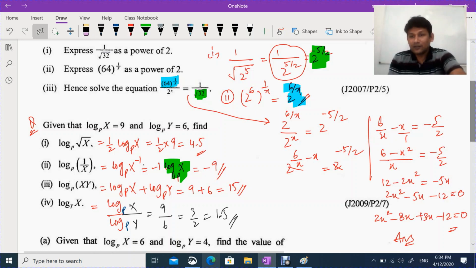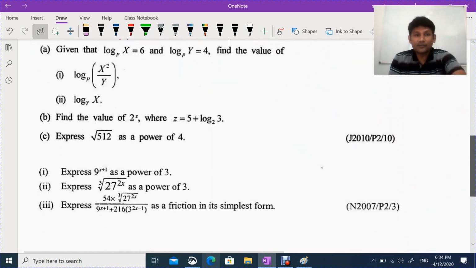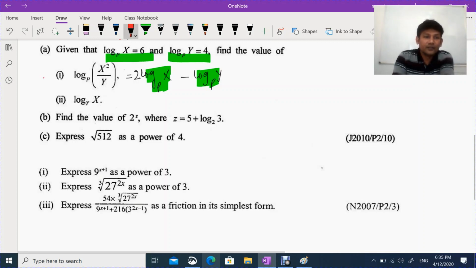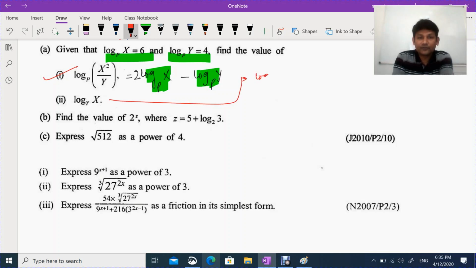This type of question looks simple, but sometimes it creates problems. This is the same question. What can we write? Log p x square minus log p y. This 2 will become the coefficient here. Now you can put the values of log p x and log p y from the given question. Yes, this is the same I have done. I want to make log with the third base, and this is x upon y, and the third base is p.